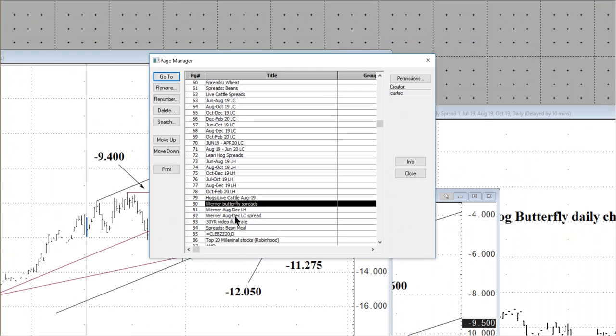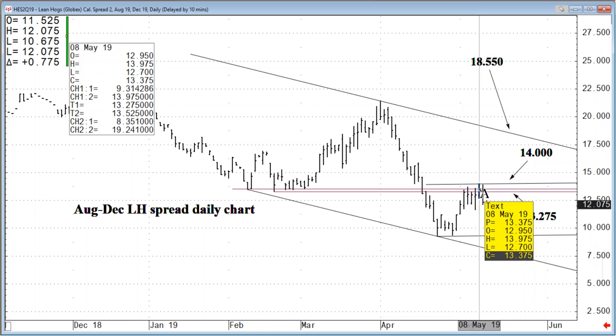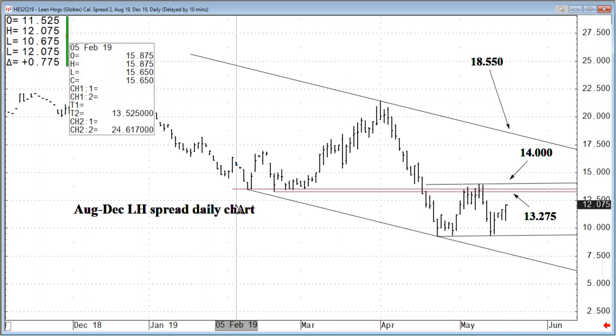Let's move on to Aug Dees lean hogs. All right, this is the Aug Dees lean hog spread. A week and a half ago, we actually pushed into this low area. I'm sure you're well acquainted with this chart. We never really closed above it. We pushed through it, but we never had a convincing buy above this old area of lows and settlements.